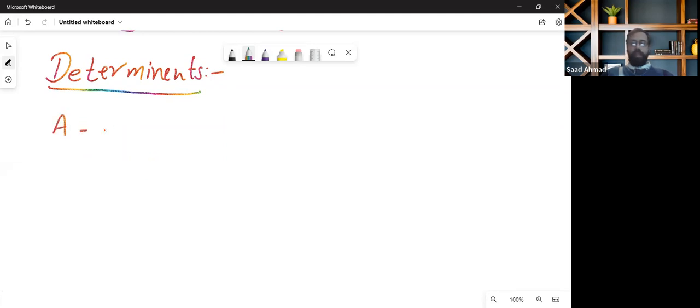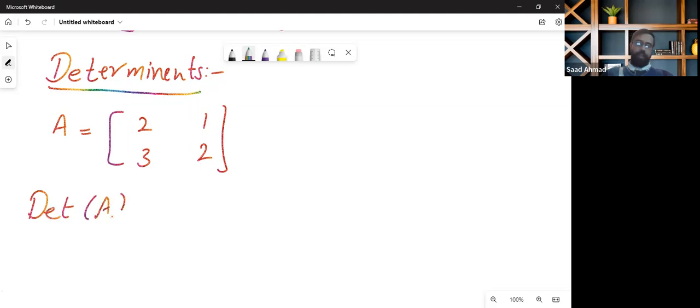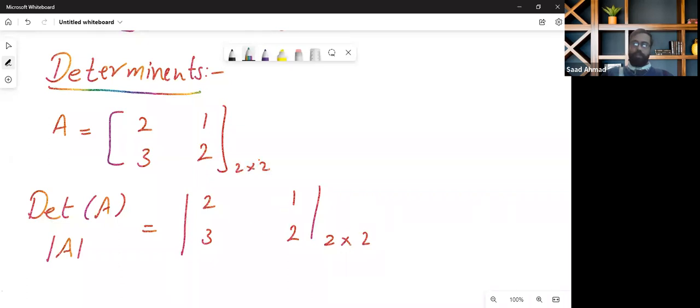Let's say we have a matrix A, 2, 1, 3, 2, like this. And we want to find the determinant of A. It's written as det A, or the other way to write it is you put A and then put a line around it. So we want to find this determinant. Okay, this was a 2 cross 2 matrix, so we are doing its determinant.